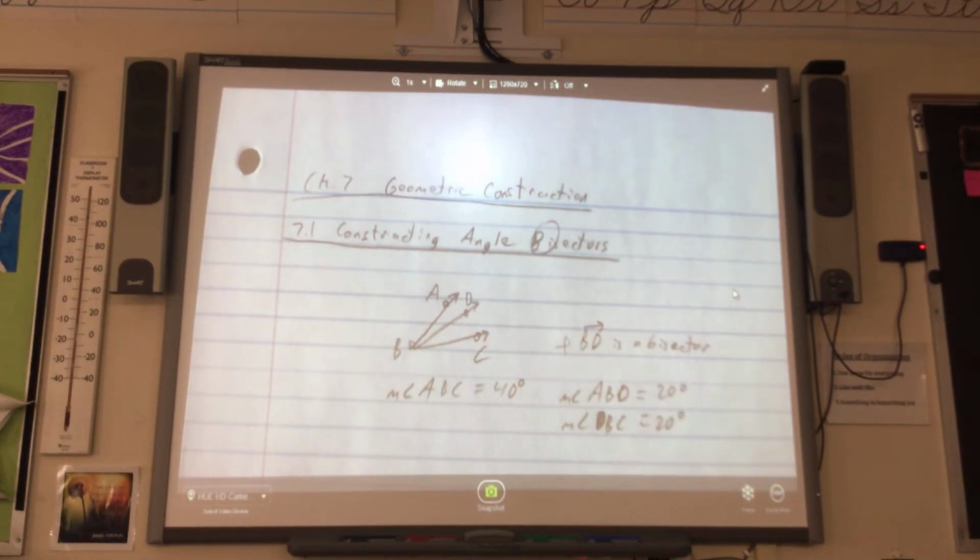So the big thing you need to know about bisectors is if it is a bisector, then it cuts it in half so that they're two equal degree parts. If you look at the top of page 71, you don't need that. Bottom of page 71, you're going to need. So you're going to go to the bottom of page 71.